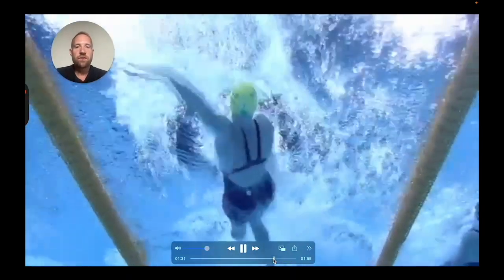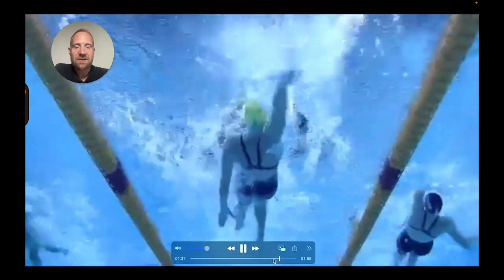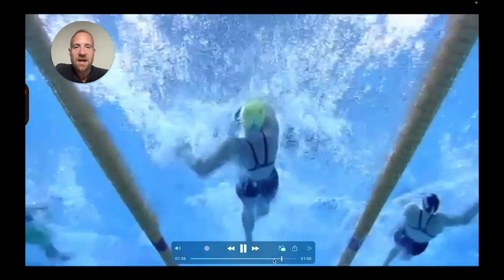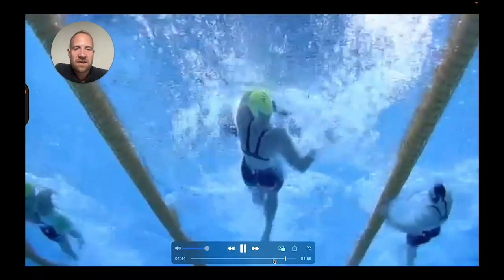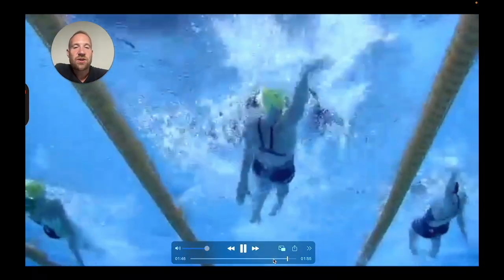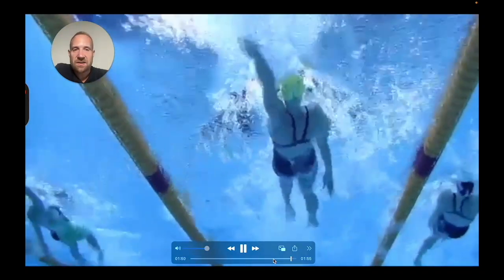Again, one final view from underneath. You can see hands entering right over the shoulder. Hips are not sliding out to the side. Shoulders are not sliding out to the side. There's really, really good lateral alignment, which is going to help minimize drag and get as much speed out of each stroke, so that athletes can swim as fast as possible.